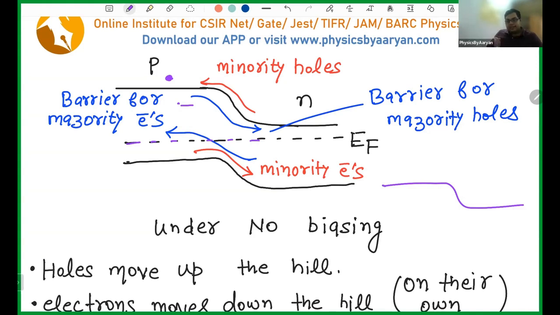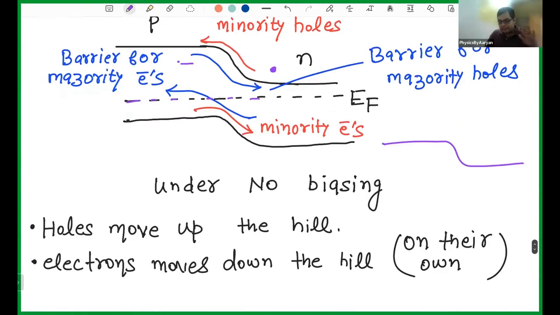Similarly, by itself, electrons can go down. That is why all the electrons in P are going down. Now, N has so many electrons, but automatically an electron cannot go up. That is why no electron from here is going up. So by default, minority charge carriers move. But to move the majority charge carriers, we need to apply the battery. So under no biasing, I am not applying any battery.